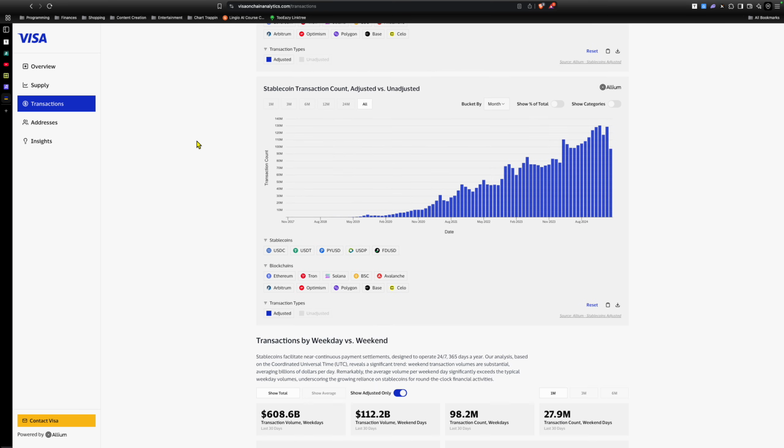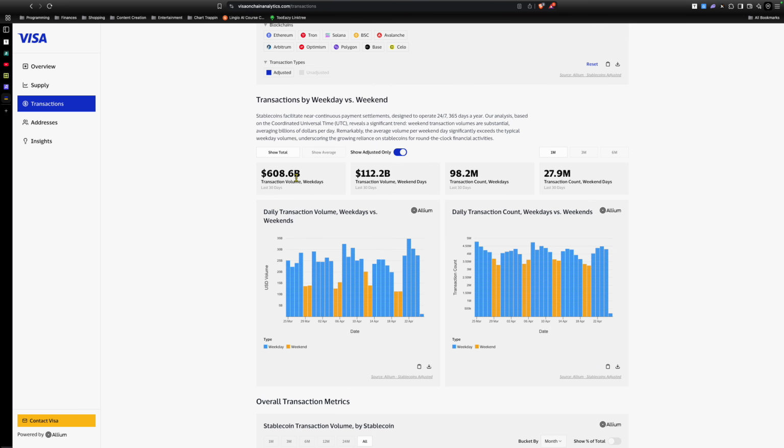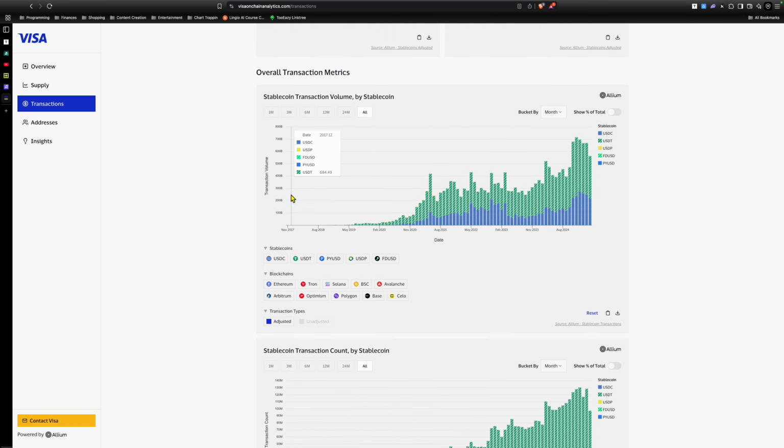Then transaction value, overall transaction metrics.